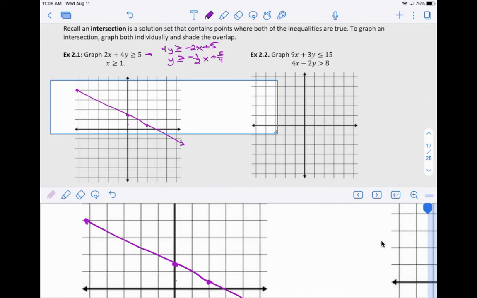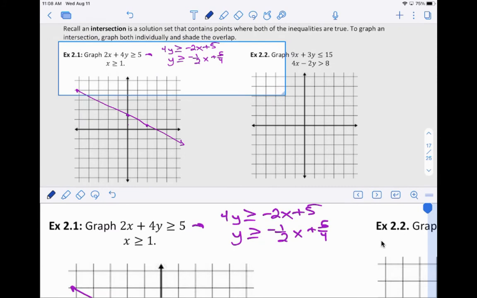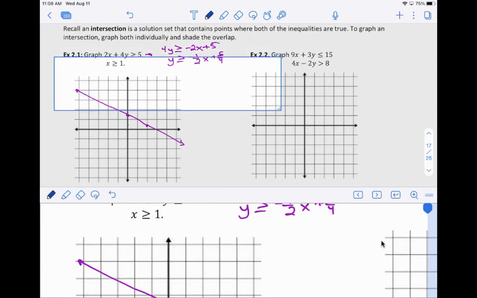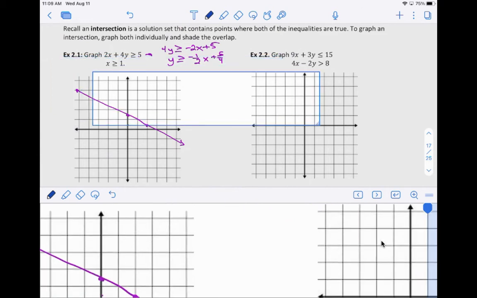Here's where it starts to get just a little bit different. I'm actually going to graph both of these and then shade where they are both true. So let's look at x is greater than or equal to 1. That's one of those special equations. That's another part of this section that's really nice. We get to look at these special types of equations. If I were to graph that like it was equal, that would just be x is equal to 1. If you recall, that's the special line.